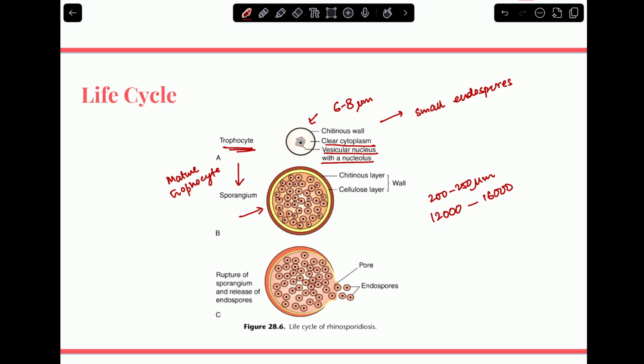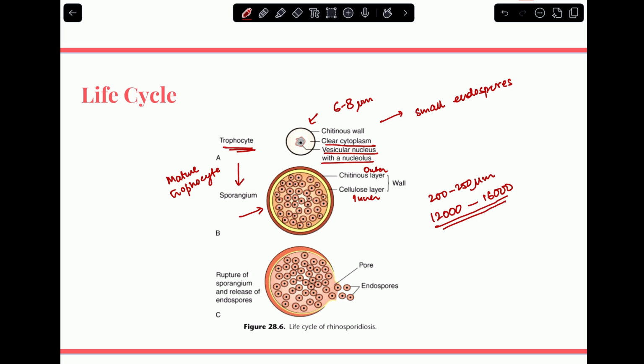The sporangium has two layers, and this forms a very thick wall. This thick wall is formed by an outer chitinous layer and an inner cellulose layer. This is what forms a thick wall of the sporangium. Now, within the sporangium, as you can see, it is filled with about 12,000 to 16,000 endospores, and these endospores start maturing with formation of their own chitinous wall.